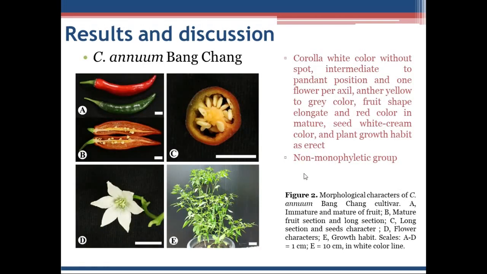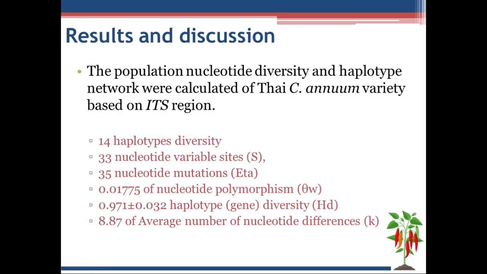This figure shows the morphological characters of the Capsicum annuum Bang Chang variety: fruit color when mature, white to cream seed color, corolla white and without spots, and plant growth habit. This result indicated that this variety is a non-monophyletic group.